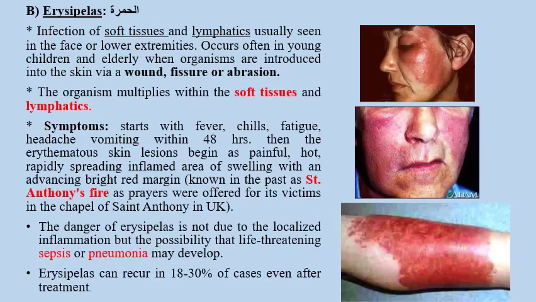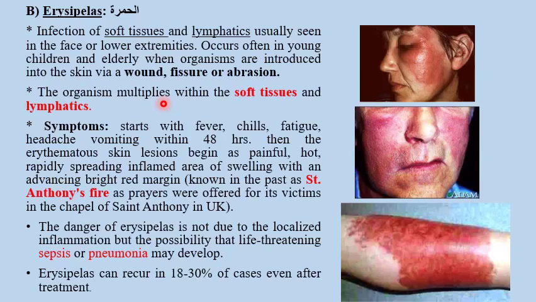The second skin infection is erysipelas. Erysipelas in Arabic we call الحمرة. This infection is mainly in the soft tissues and the lymphatics, usually seen in the face and the lower extremities. Here in the pictures it is on the face and on the leg. It occurs often in young children and the elderly. People with weak immunity are liable to get this erysipelas. It happens when organisms are introduced into the skin through a wound, fissure or abrasion.